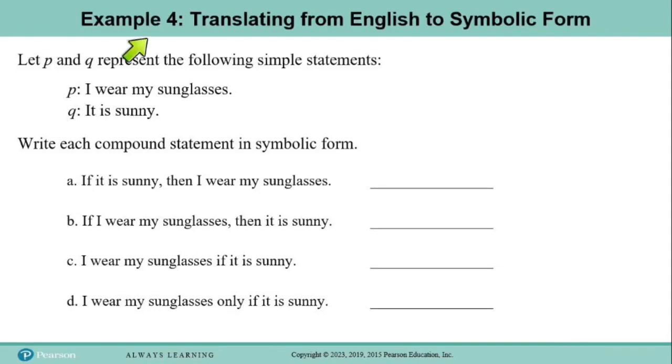So let's look at example 4. It says, let P and Q represent the following simple statements. Statement P is, I wear my sunglasses. Statement Q is, it is sunny.